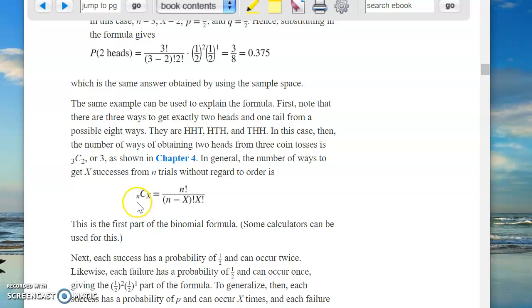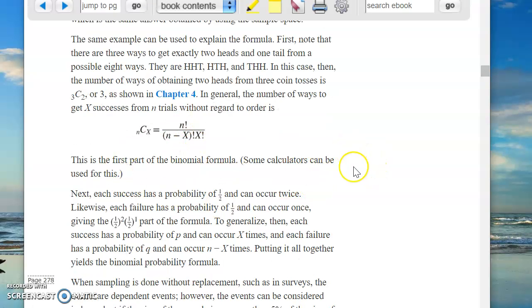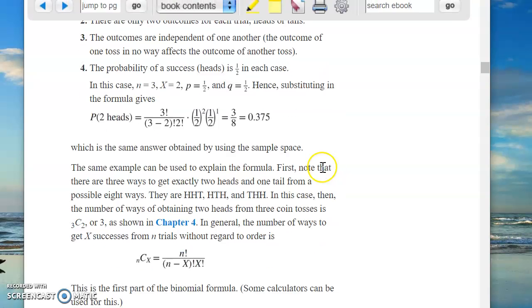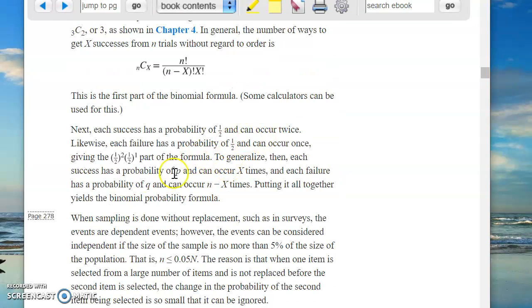The concept is you have n possibilities, or n trials in this case, and you are selecting x of them. So the number of ways to get x successes from n trials, and you don't care about the order, so it's a combination, is n choose x. On the top you have n factorial, on the bottom you have n minus x factorial times x factorial. This is the first part of the binomial formula. That's how many ways you can get this. Okay, so let's take a look now. That's the first part of the binomial formula.